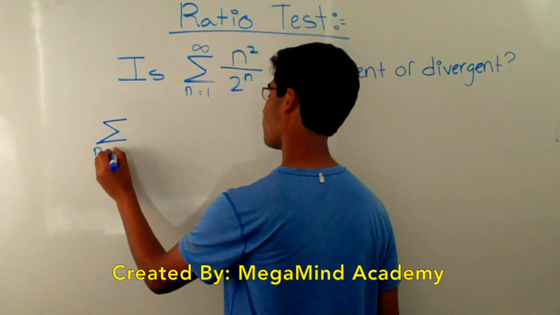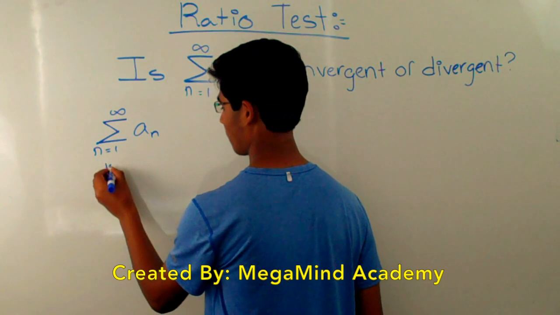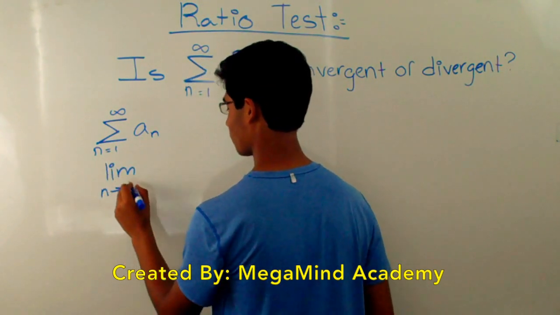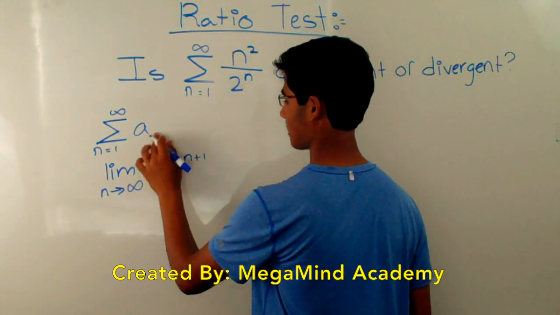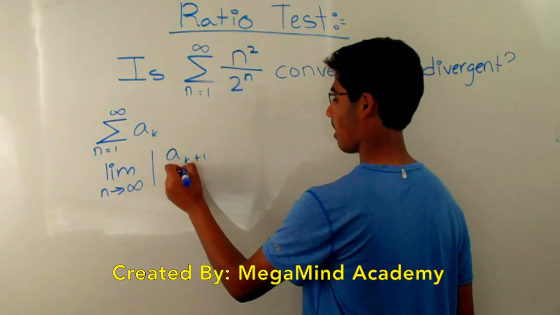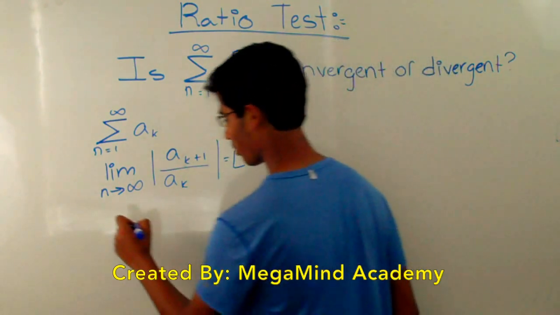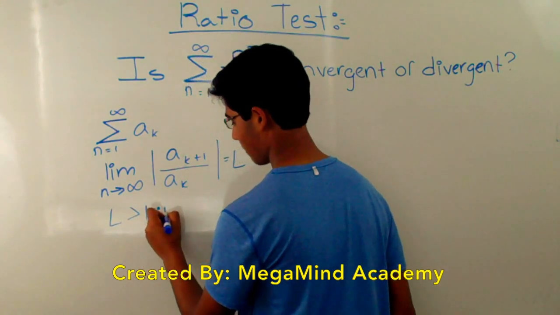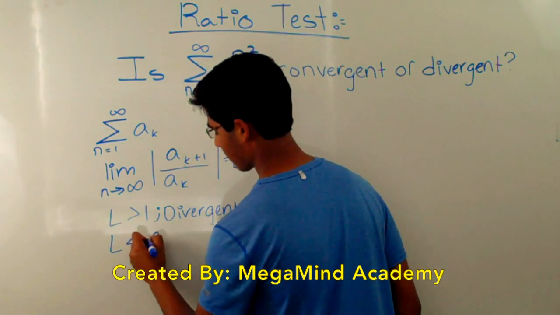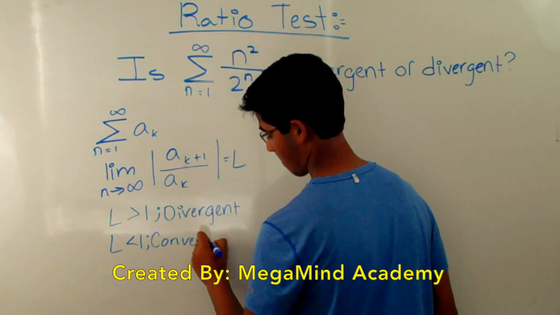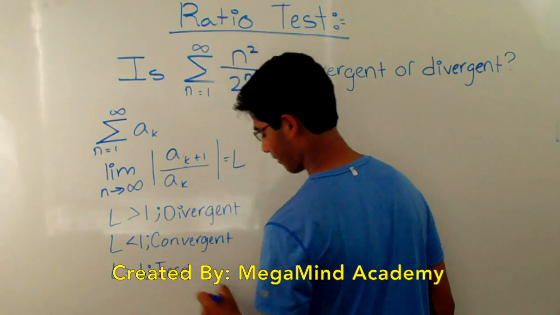the sum from n equals 1 to infinity of a sub n, then if the limit as n approaches infinity of the absolute value of a sub k plus 1 over a sub k, sorry, this is a sub k, is equal to L, then if L is greater than 1, it's divergent. If L is less than 1, it's convergent. And if L is equal to 1, then the test is inconclusive, and you have to use a different test.